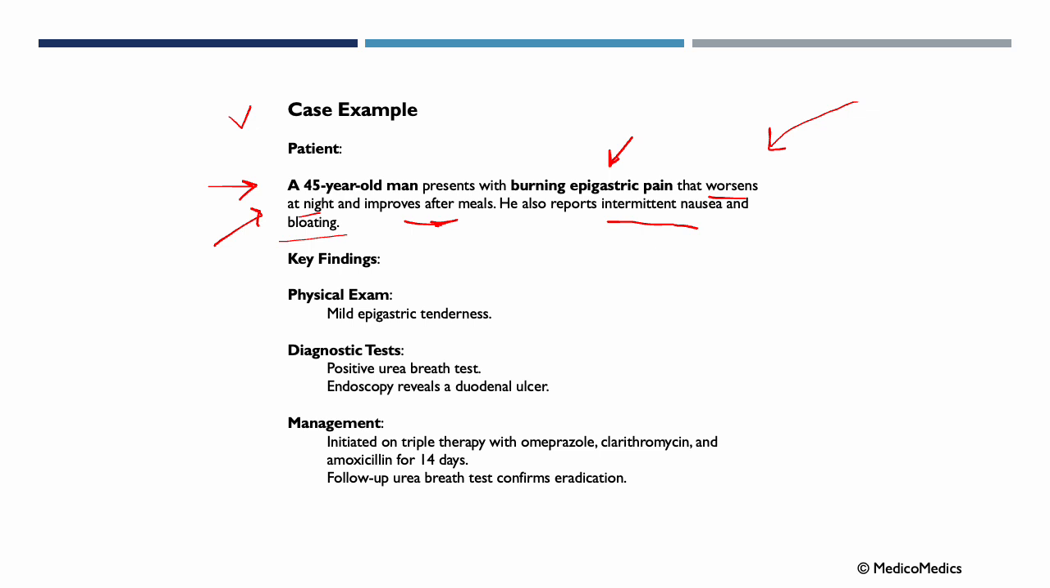So what do we find then? We do a physical exam and we observe a mild epigastric tenderness. We do our diagnostic tests and we see a positive urea breath test. Endoscopy reveals a duodenal ulcer. How do we then manage it? Well, we initiate triple therapy with omeprazole, clarithromycin, and amoxicillin for 14 days. And we follow up with a urea breath test to confirm eradication. We will look into diagnosis in coming slides and also review treatment. But this could be a typical case example.